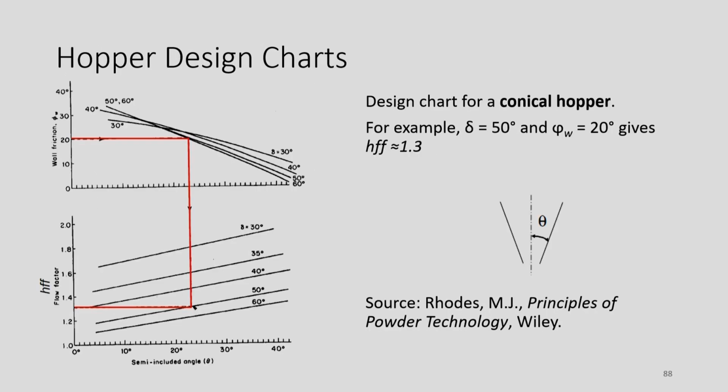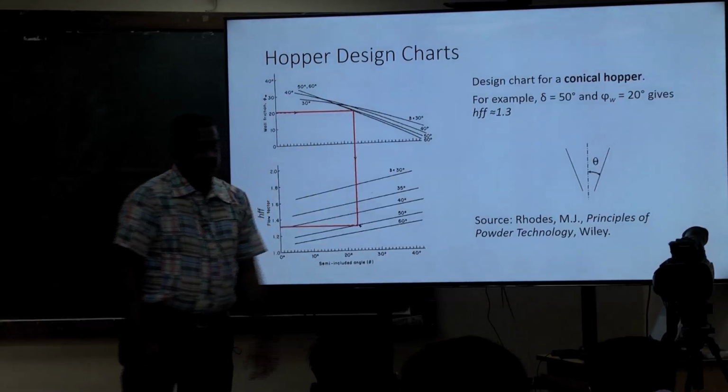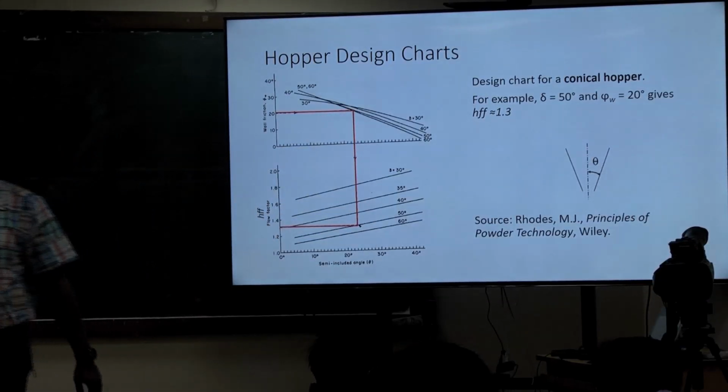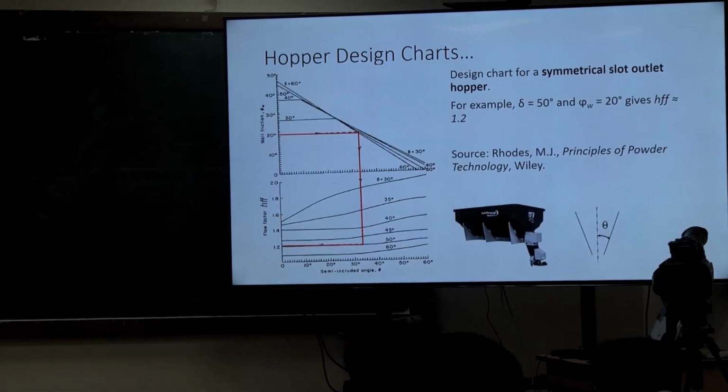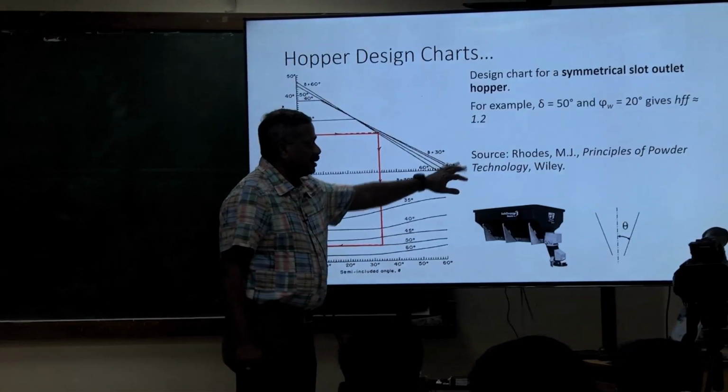Okay. I'll skip the example. Same example: if you know the wall friction angle, and if you know the angle of internal friction, you can get the appropriate angle for mass flow. Okay. So if you check this book, Principles of Powder Technology, you will see more examples on this. Okay.